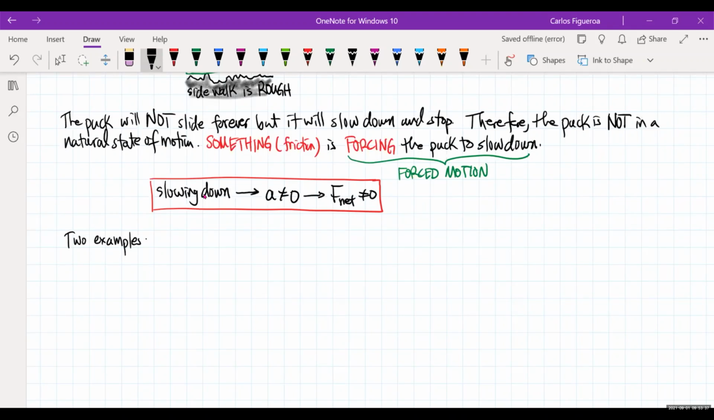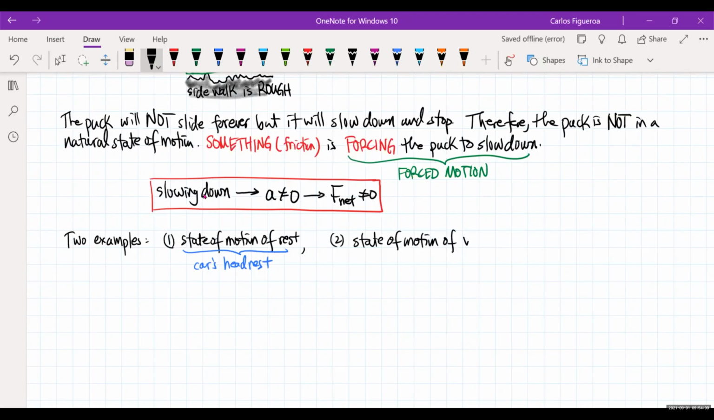So I want to look at two examples. The first example, I want to look at the state of motion of rest. And in this case, we're going to look at a car's headrest. And then we're going to look at a second example where we're going to look at the state of motion of constant velocity.